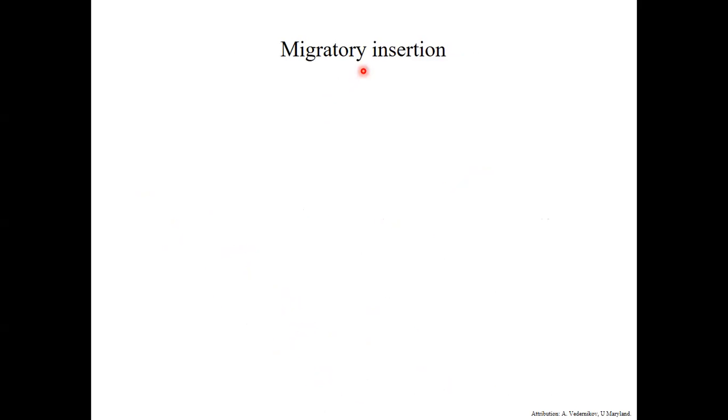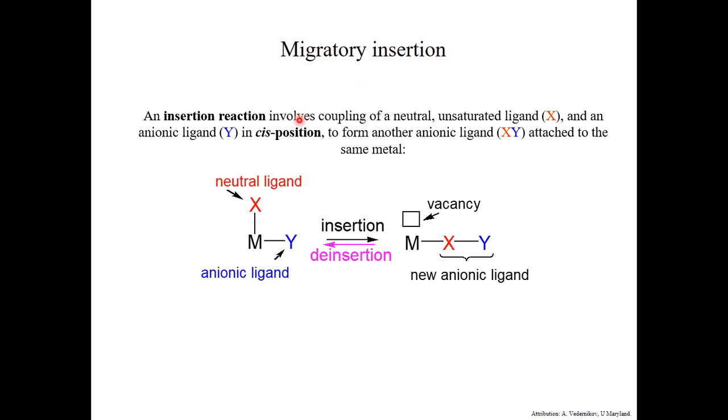Okay, so now let's go to the next reaction, which is called the migratory insertion. In this case, we have usually an anionic ligand and an unsaturated ligand, whereby the unsaturated ligand inserts into the bond between the anionic ligand and the metal. Okay.